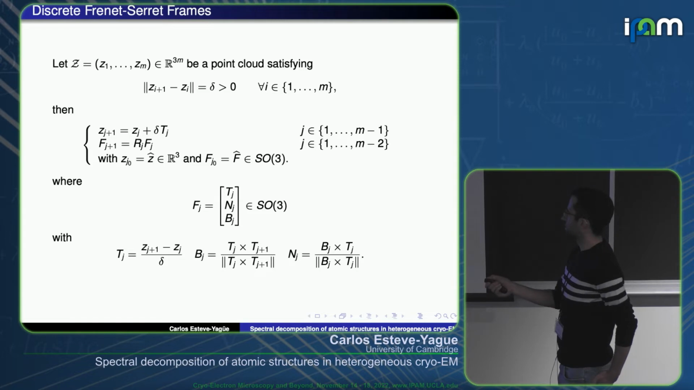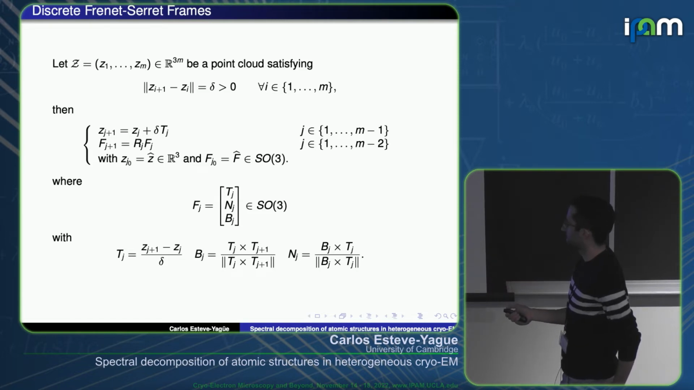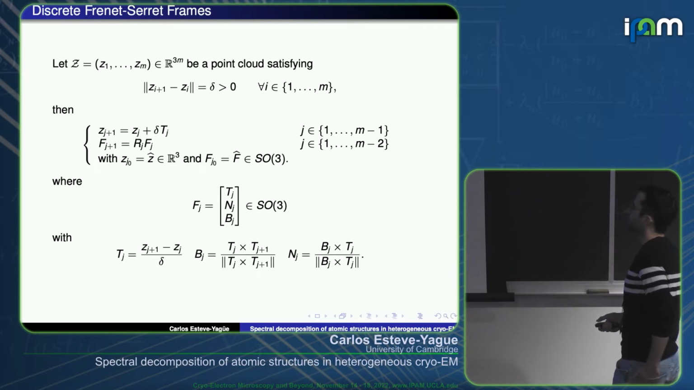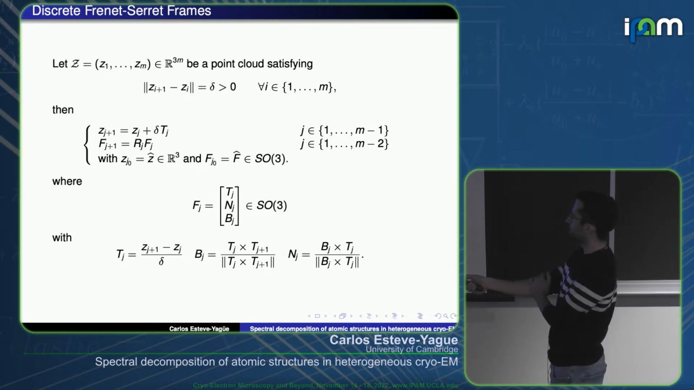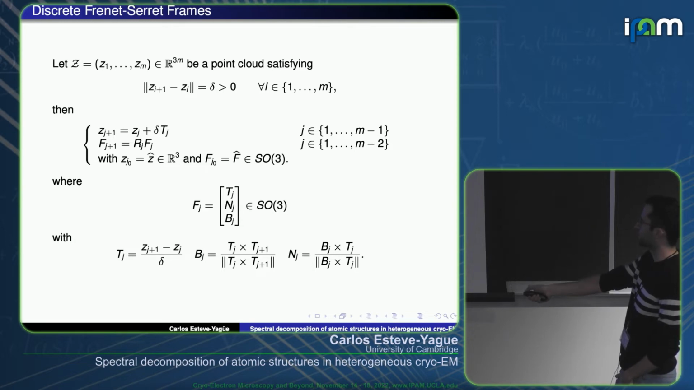It's called the discrete Frenet-Serret frames, and the idea is exactly the same, but instead of an ODE, we have a discrete dynamical system. We have this difference equation for the positions of the points in the discrete curve, and then we have this equation for the different Frenet frames at every point, and these Frenet frames are obtained by this.